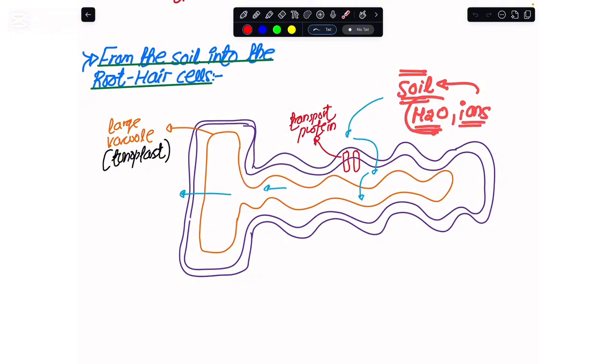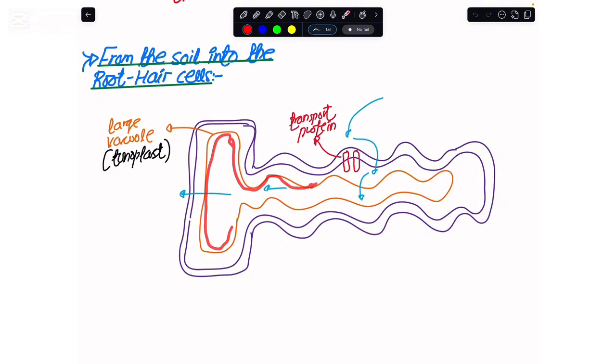Now, the water would say that if you want to take me into the root hair cell, you first need to reduce the number of water molecules in this large vacuole, because unless we lower the number of water molecules, or lower the water potential, in the large vacuole of the root hair cell, the water cannot move by osmosis from the surrounding soil particles into this large vacuole.